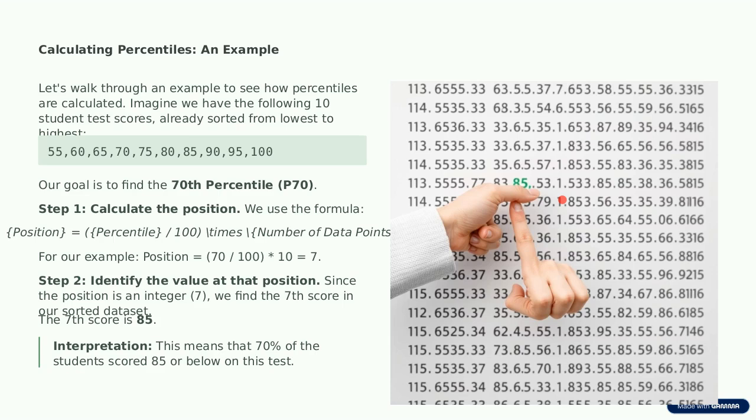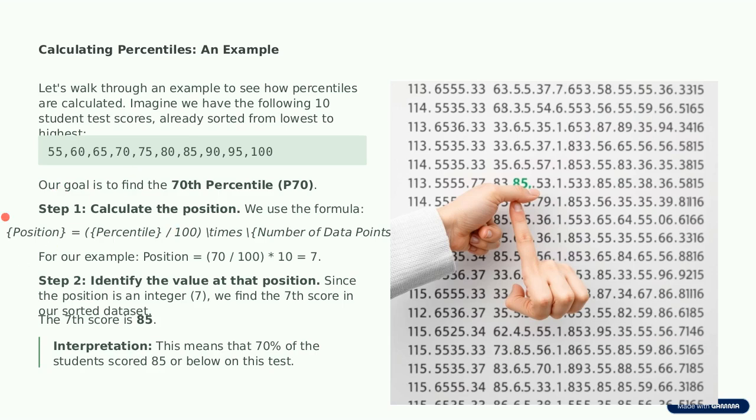How then do we calculate percentiles? Here we have 10 scores, and these 10 scores, first, have been collected from a group of students or from a class. Second, they have also been rearranged, from the lowest to the highest. 55 is the lowest, then the highest is 100. So from 55 to 100. Now, the question is to find the 70th percentile, that's P70.